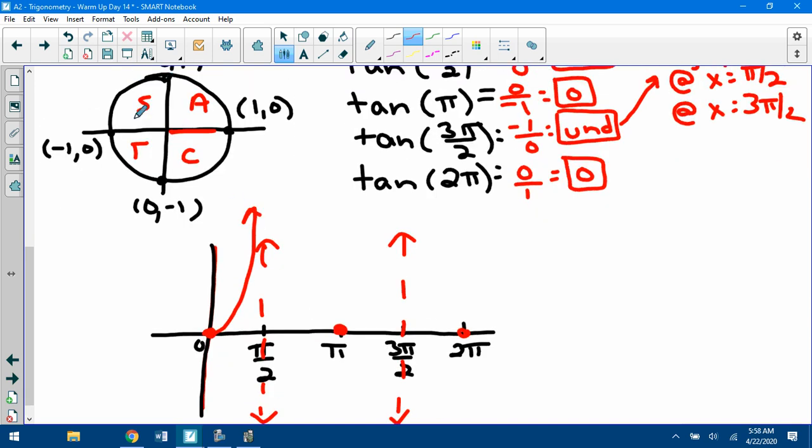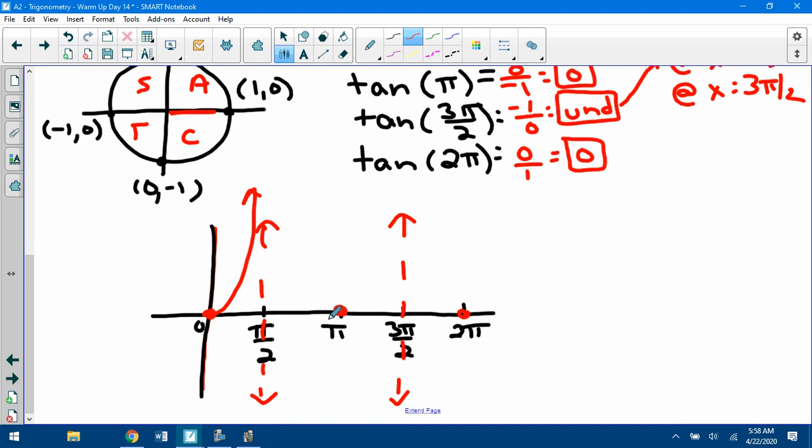How about between pi over 2 and pi? Tangent's negative over here because sine's the only one that's positive. So between pi over 2 and pi, I have to connect to the 0 point, but as I go towards the asymptote, I have to go negative. So it looks like that.